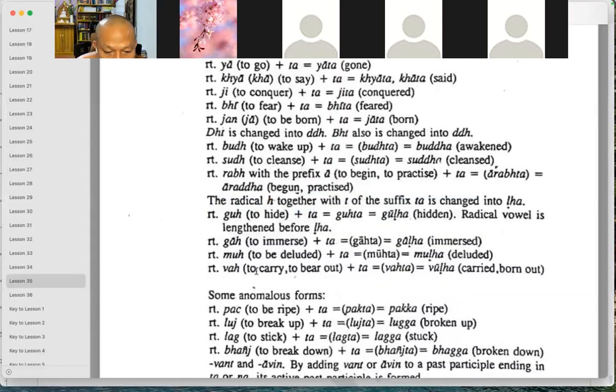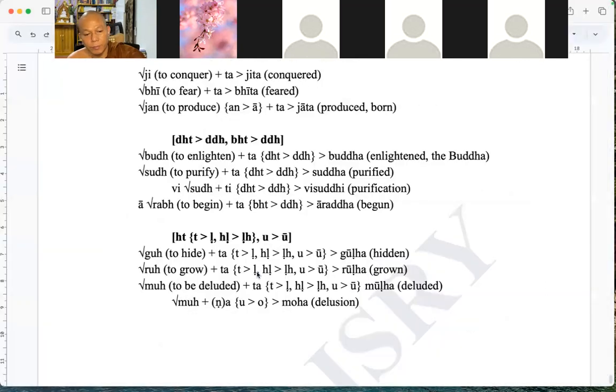And then the next verb is waha, to carry, to bear out. So ruwaha, to carry. Okay, one word. And the da, so the same change. So wula, carried.